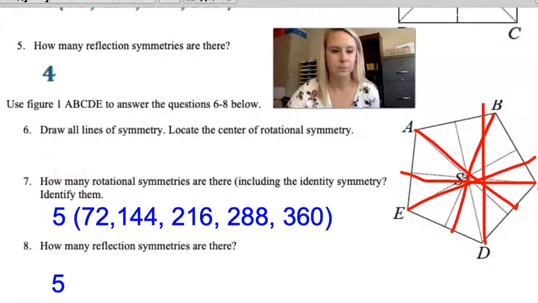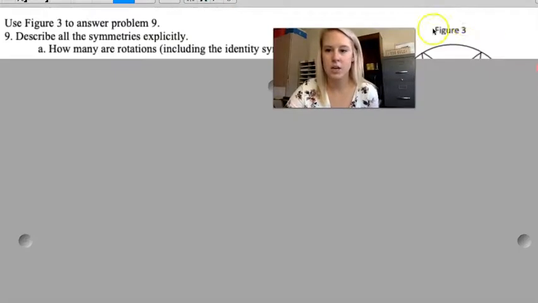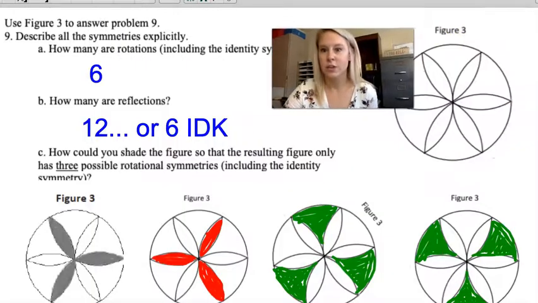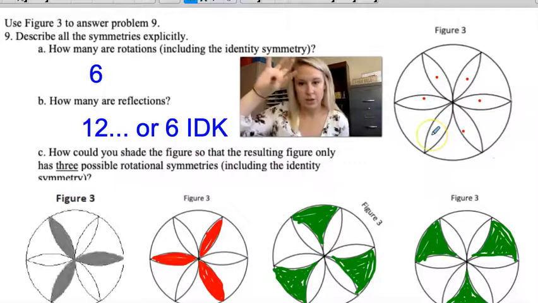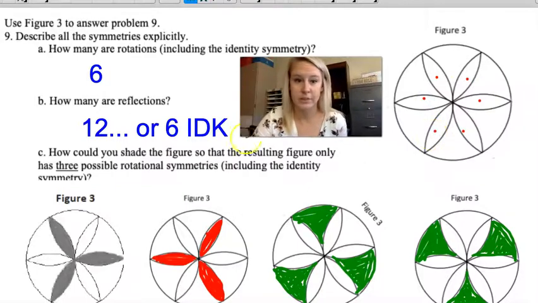Okay? Moving on. This one was a little tricky. It's got a flower within a circle. So basically the most important thing is that flower. So there are 6 rotational symmetries because there are 6 flower petals. Okay, so 1, 2, 3, 4, 5, 6. So I can turn that 6 times and it looks the same.